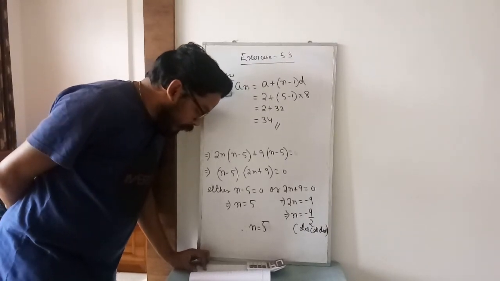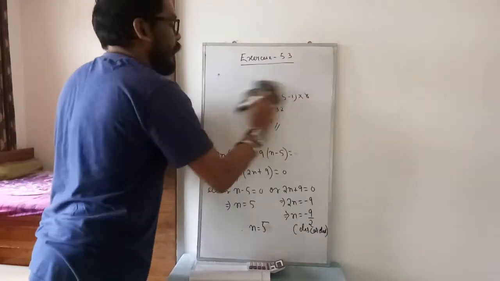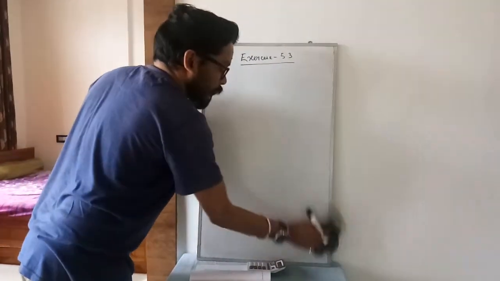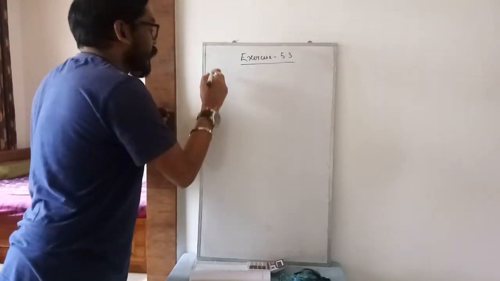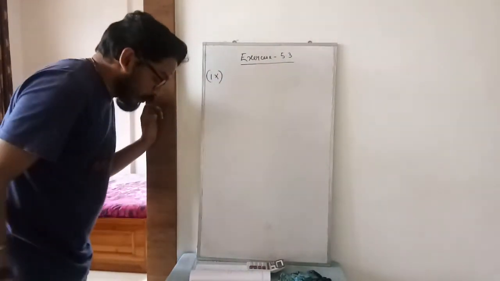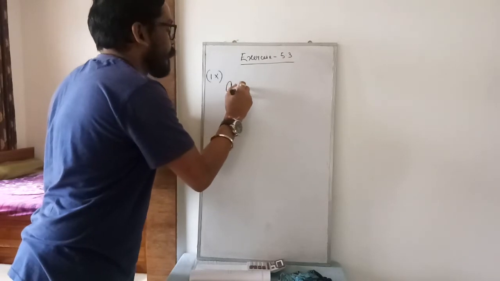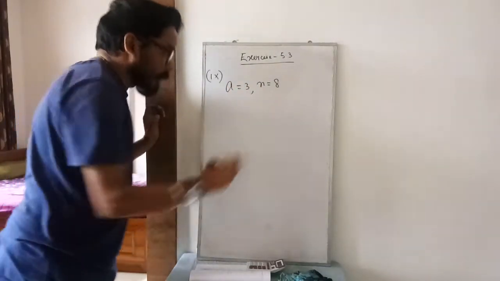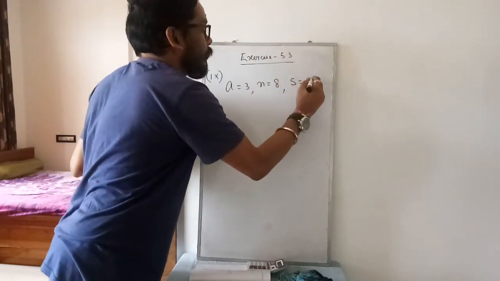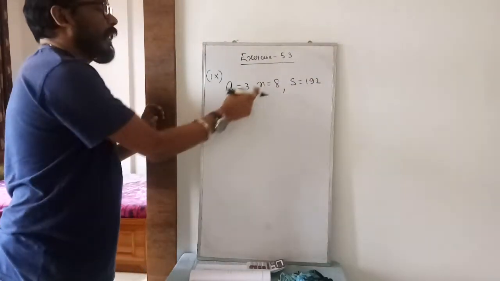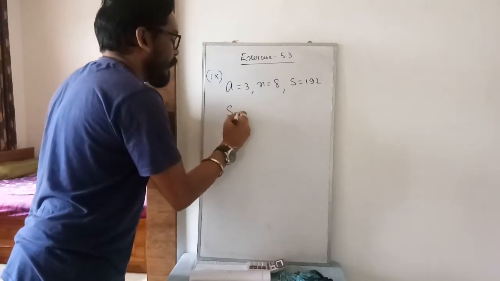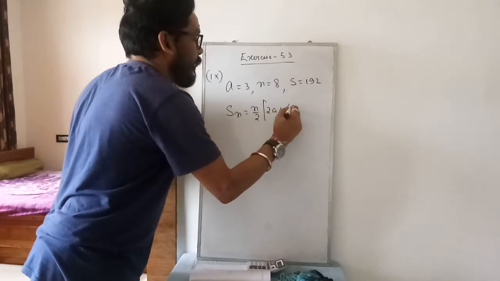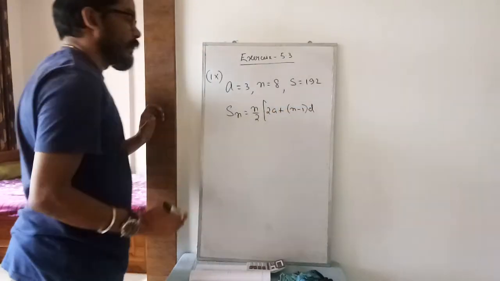Now I will go for question number 9, Roman 9. What did they say? It will be a equal to 3, n equal to 8, and your S equal to 192. So the value of n is given here. So what is the formula for S_n? It is n by 2 into (2a plus (n minus 1) into d).